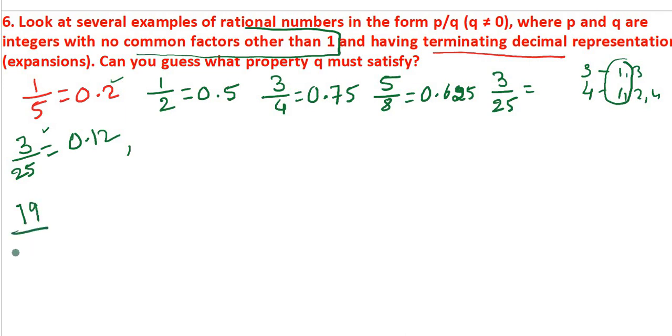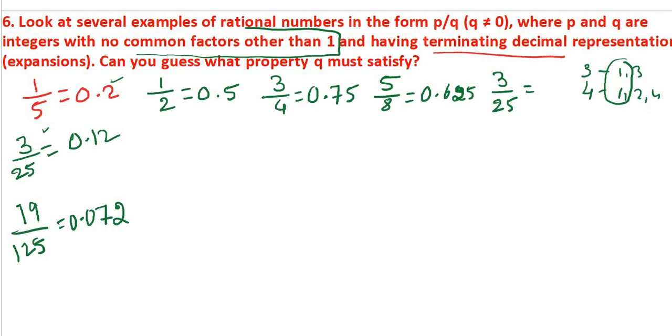Now I will take 19 by 125. 19 divided by 125, the answer is 0.152. Why are all the decimal numbers here terminating? We have to take co-prime numbers like these, and their decimal expansion is terminating. Like these numbers we have taken.